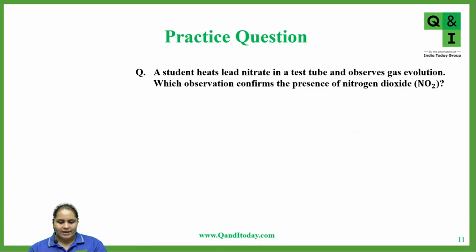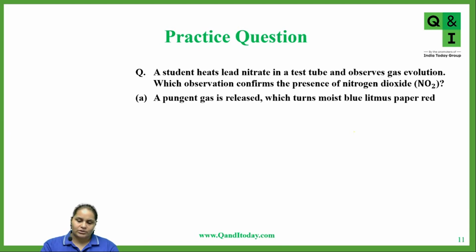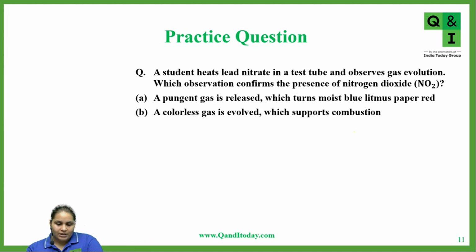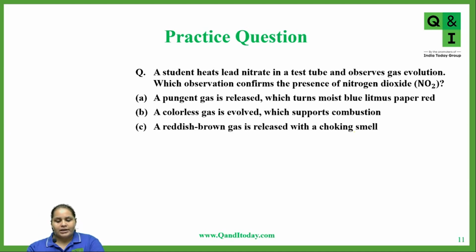Let's do this example. A student heats lead nitrate in a test tube and observes gas evolution. Which observation confirms the presence of nitrogen dioxide? A: A pungent gas is released, which turns moist blue litmus paper red. B: A colorless gas is evolved, which supports combustion. C: A reddish brown gas is released with a choking smell. D: The gas turns lime water milky.